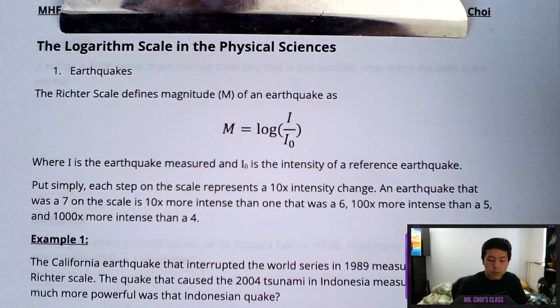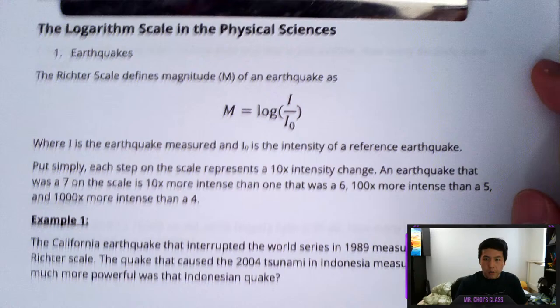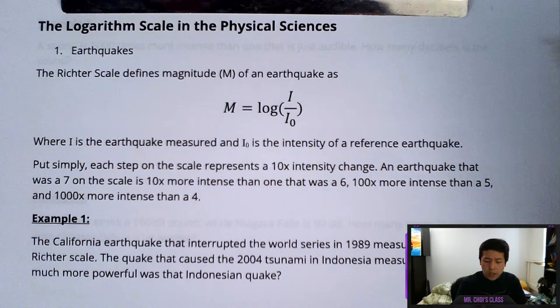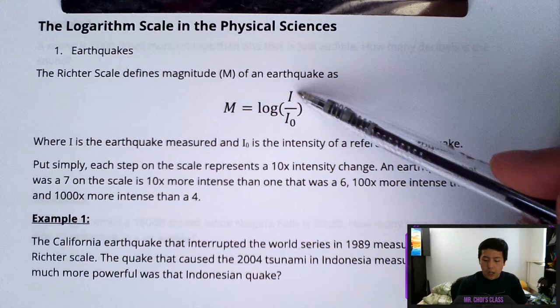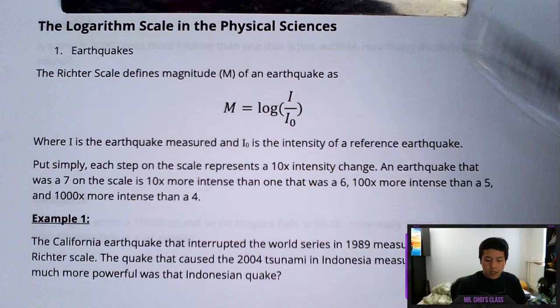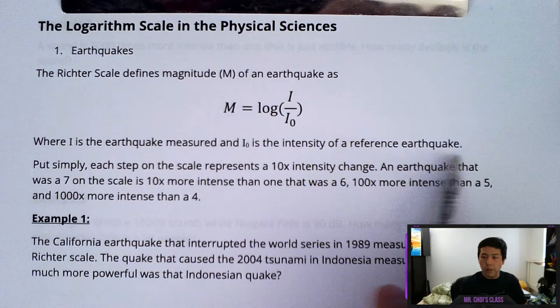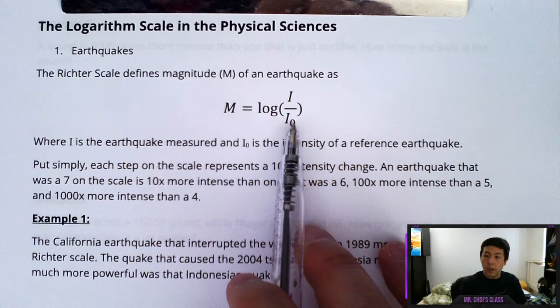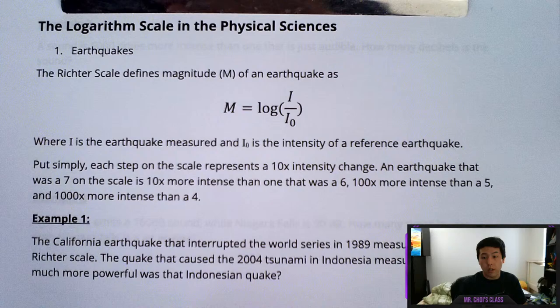So let's look into uses for the logarithmic function. The first one is specifically on earthquakes. The Richter scale defines the magnitude of an earthquake as M = log(I/I₀). In science, we say "I naught" for a zero subscript. I is the intensity of the earthquake measured, and I₀ is the intensity of a reference earthquake. Oftentimes you may also see this written as I₂ and I₁, when the magnitudes of two different earthquakes are compared. We're going to go through that example.